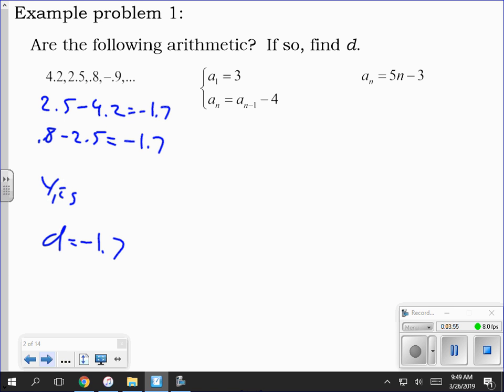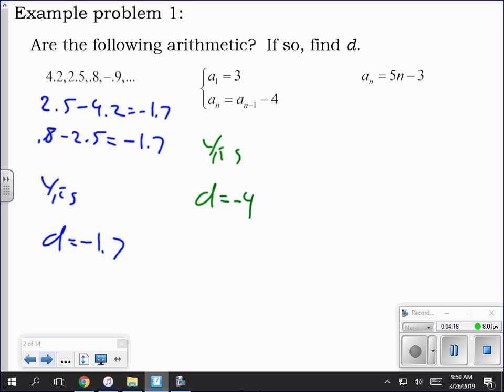If I'm adding the same number each time, that's arithmetic. This is a yes. And what is my D? My D is negative 4. Because to get to the next number, I add negative 4 each time. Okay. Next one's a little more complicated than that, but it's still not bad.